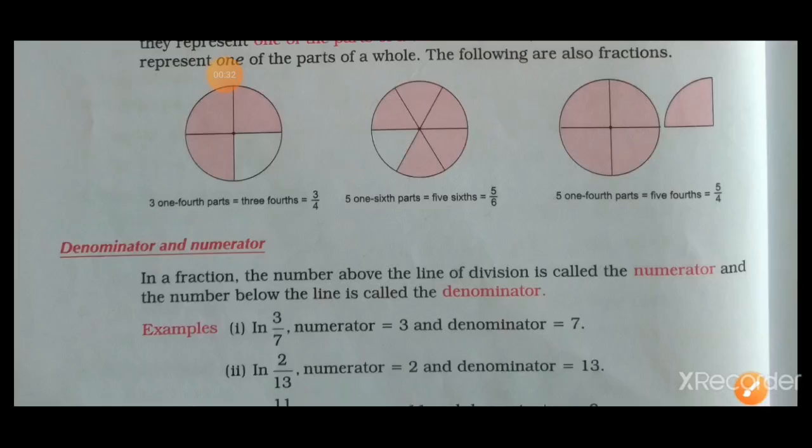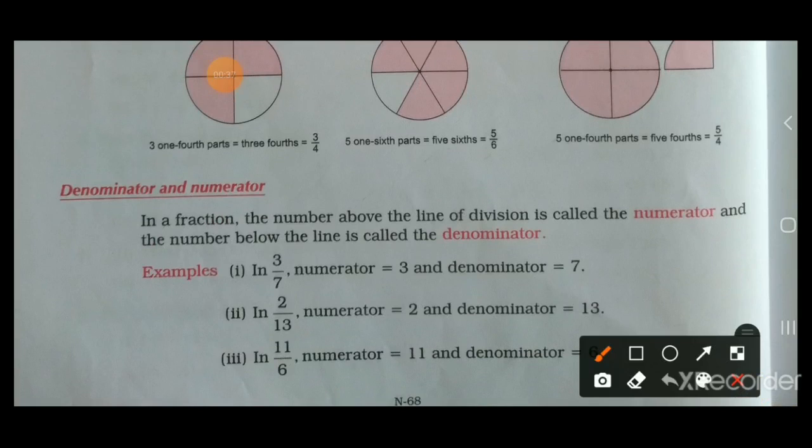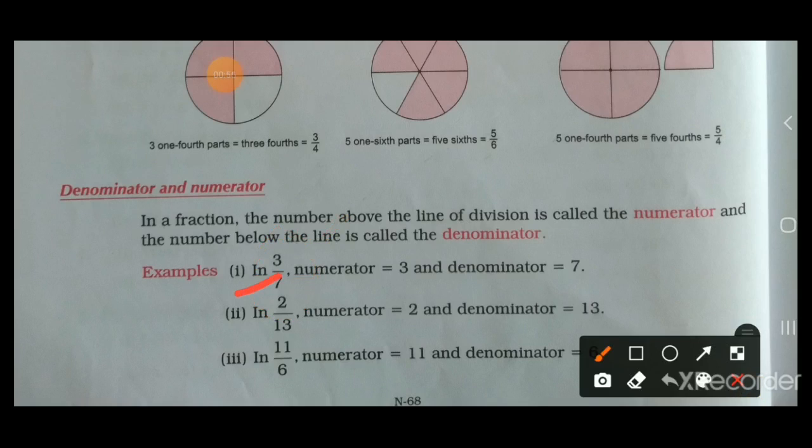Now students, come to the next point, denominator and numerator. In a fraction, the number above the line of division is called the numerator, and the number below the line is called the denominator. Here this 7 is denominator, 3 is numerator. Here 2 is numerator, 13 denominator, 6 numerator, 11 numerator, and below the line this number is denominator.